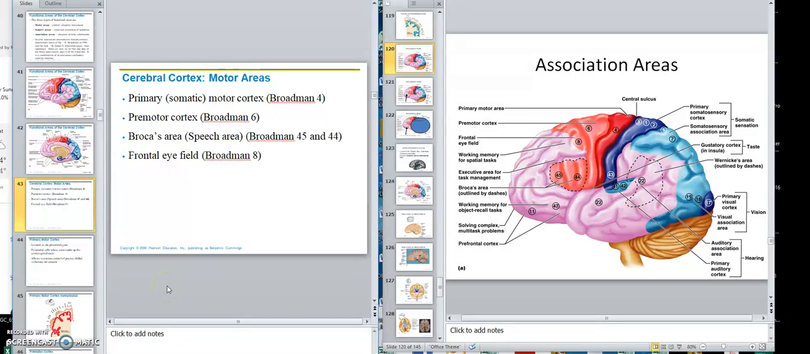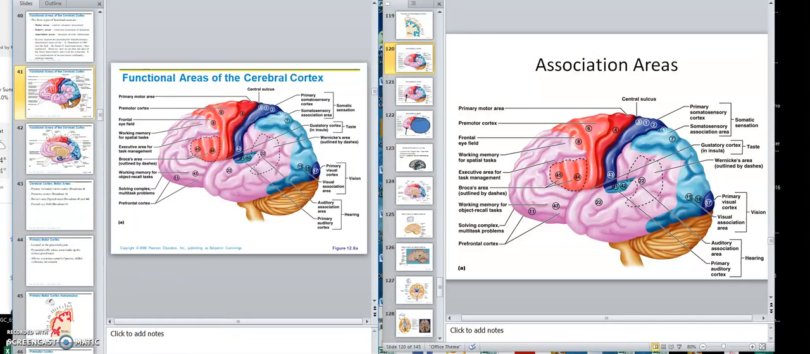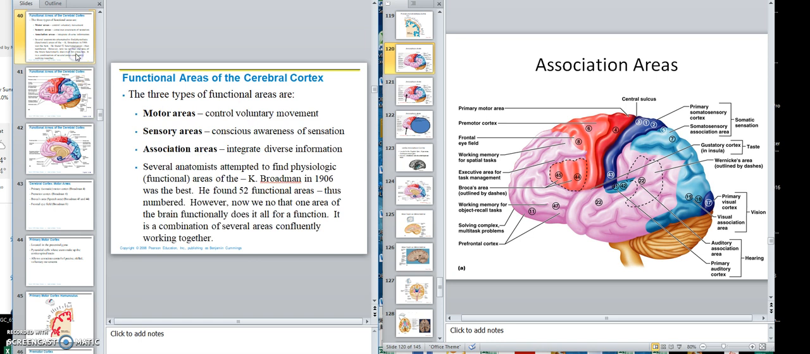Okay, we're back to areas in the cerebrum. What we said, we had these functional areas of the cerebral cortex. We said that this guy named Broca had come up with 52 areas. These are the numbered areas.